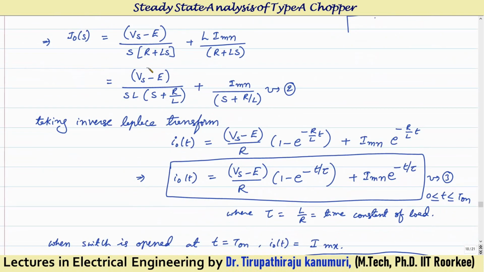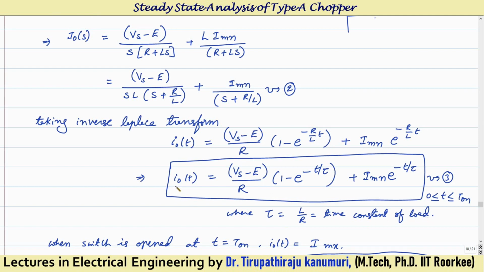When you are taking the inverse Laplace transform, I think you already have the idea about Laplace transform. This will become I0 of t is equal to Vs minus E divided by R into 1 minus e to the power of minus Rt by L plus Imn into e to the power of minus R by L into t. So the value of L by R is called the time constant of the load. So I can write it as minus t by tau, and here also minus t by tau. L by R I can take as time constant tau. It is the time constant of the load.